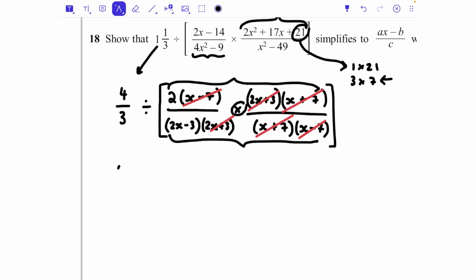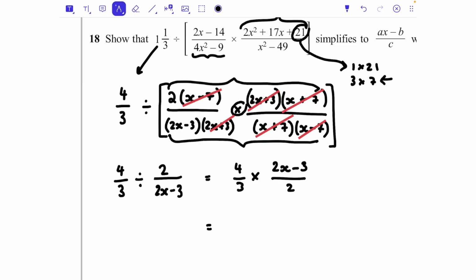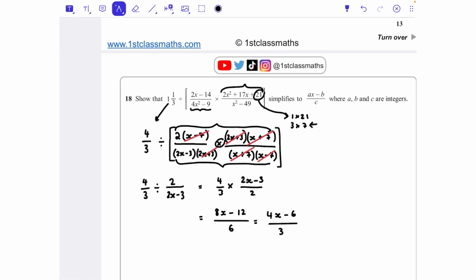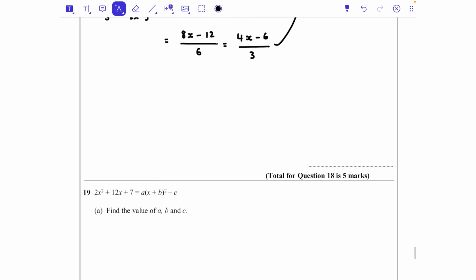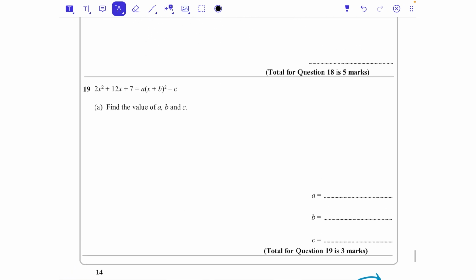So we're left with 4 over 3 divided by 2 over 2x minus 3. And we know that when we divide fractions, we keep, change, flip. So let's make it 8x minus 12 over 6. Everything there is in the 2 times table, so my final answer would be 4x minus 6, all divided by 3. And we've got it in the format that they asked me for, and that's it. 5 marks, lovely.